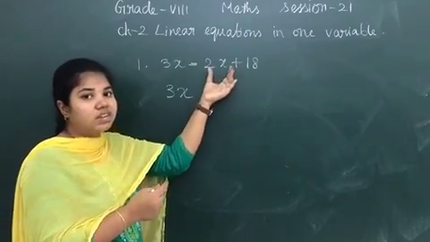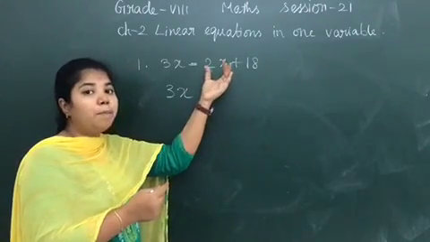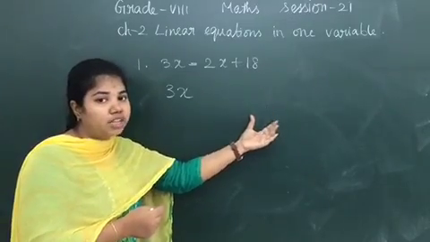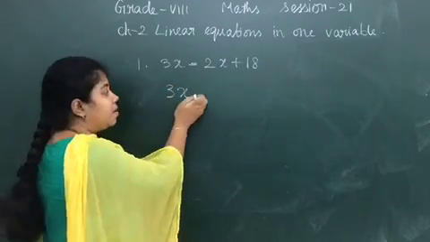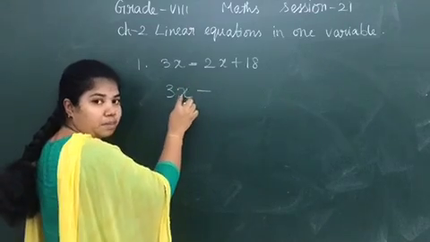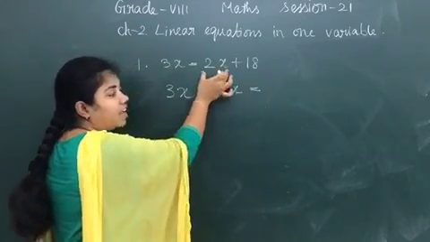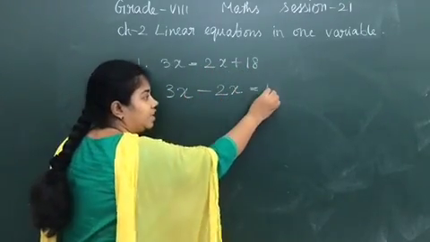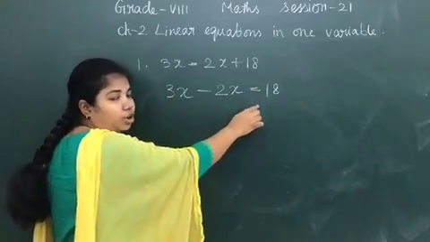Okay, so here in the LHS 3x, let it remain the same. Now 2x is transposed from RHS to LHS. So 2x is a positive variable; when it is transposed from RHS to LHS, it becomes negative. So plus becomes minus. So minus 2x is equal to. Now the variables are brought to one side. Now here what is the number left out? It is 18. Very good. So 3x minus 2x is equal to 18.